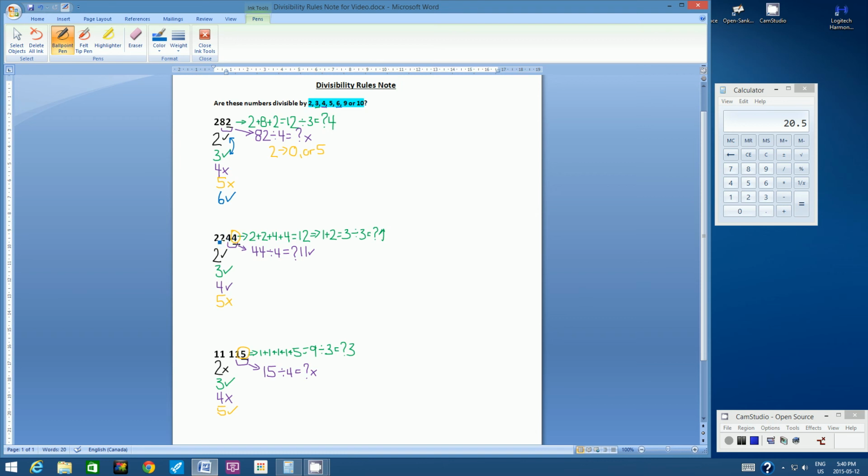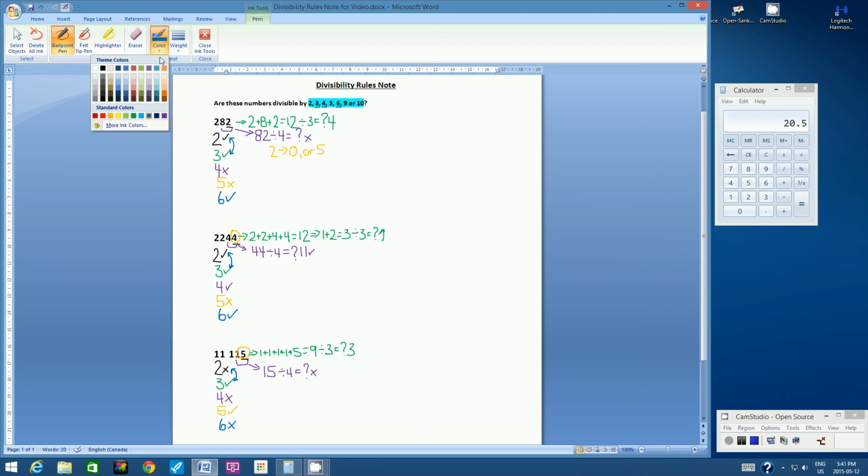All right, let's go to the next number. 2,244. Is it divisible by 2 and 3? Yes, it is. So if it is divisible by 2 and 3, then it is also divisible by 6. Let's look at the last number, 1,115. Is it divisible by 2 and 3? Well, it's divisible by 3, but it's not divisible by 2. So that doesn't work. It has to be both of them, not one or the other.